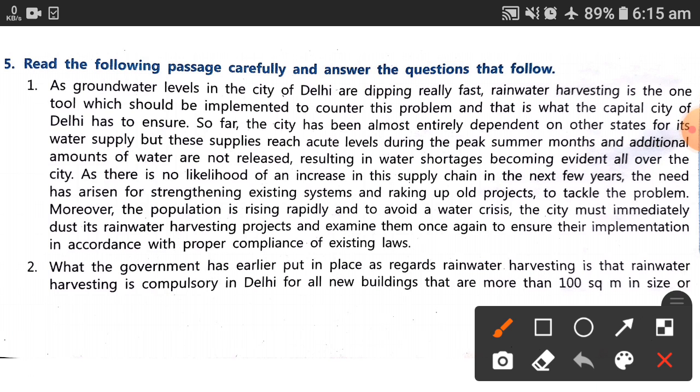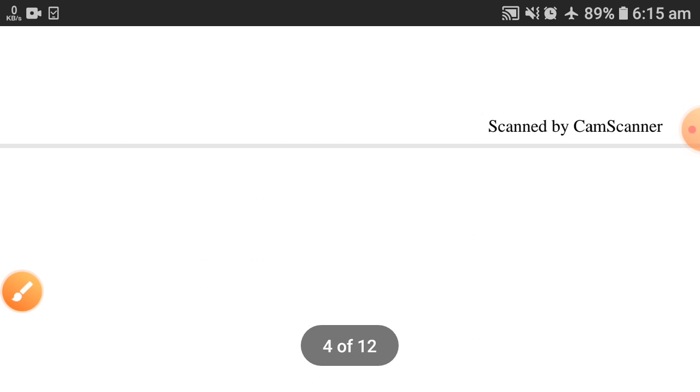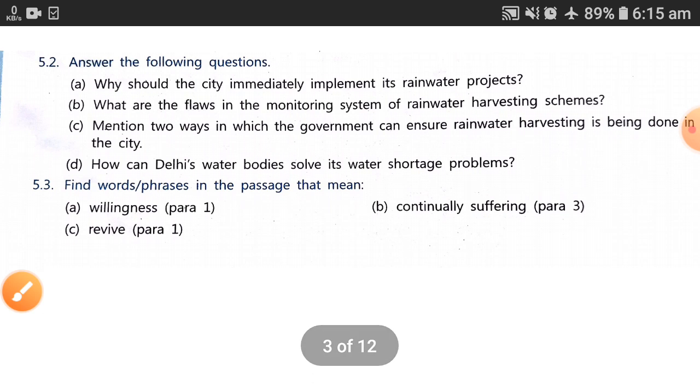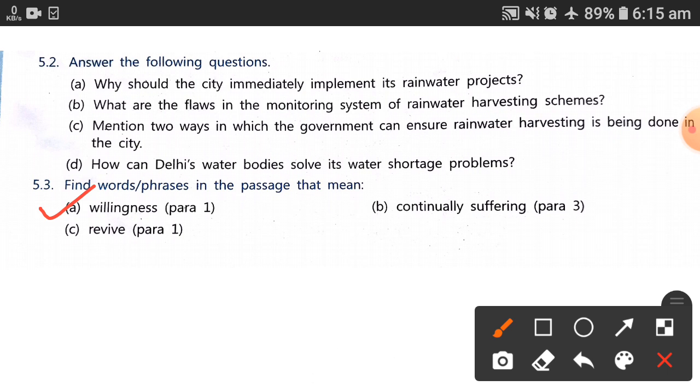So here, according to, with proper, compliance. So compliance is the word which has the same meaning as willingness. Okay, so this is the correct word for the first word, willingness, which is found in the first paragraph. Hope you all have also picked up the word from the passage. Now let's see the next one, number C, because this is in paragraph number one also, revive.